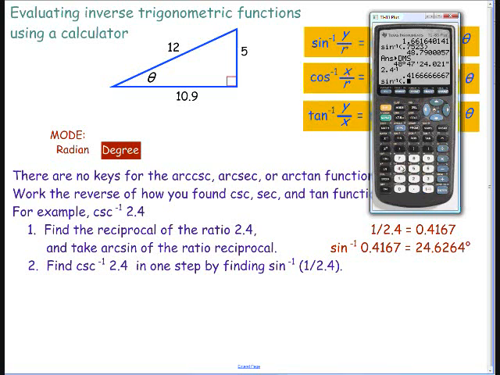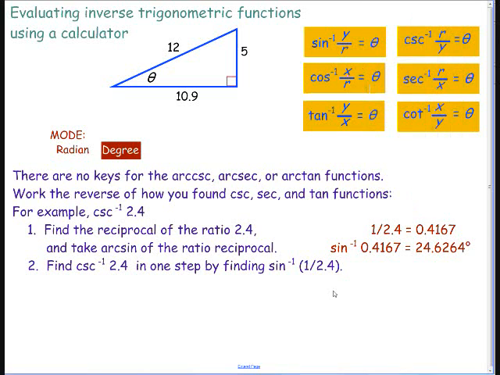Point 4166. I'll put a lot of sixes in. 7. You don't have to do that many. And we get just what we're supposed to get. But we could do it all in one step by finding the sine inverse of 1 over 2.4.